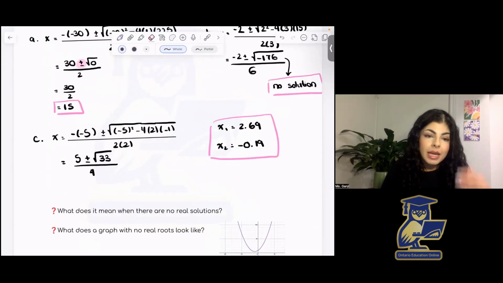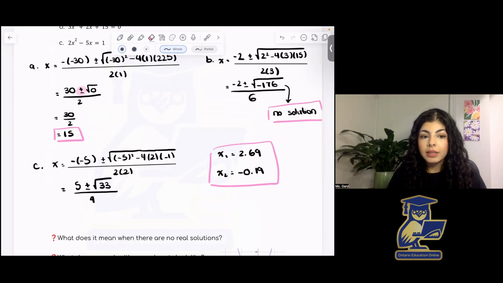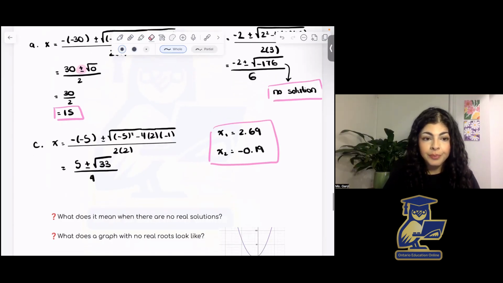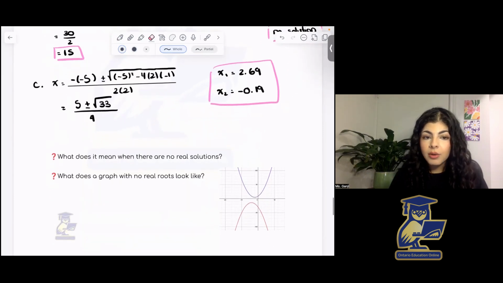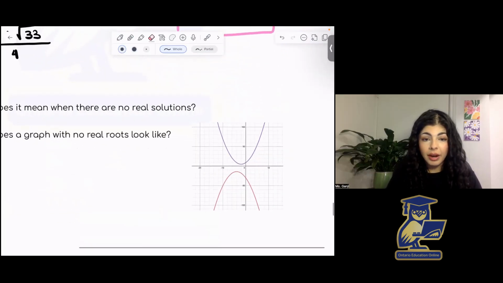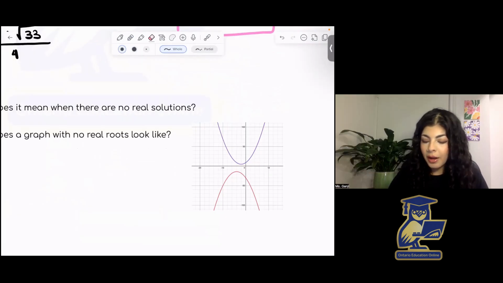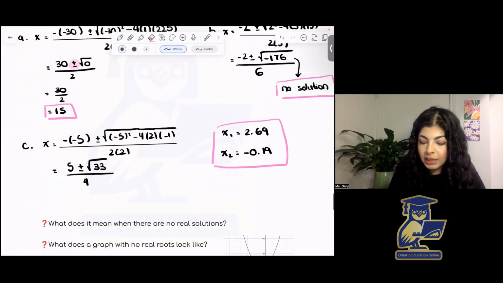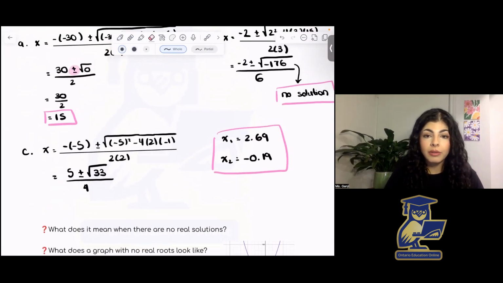So what does it mean when there are no real solutions now? In example B, we did see the algebra of it, that when there's no solution, it pretty much means the square root is negative. But what does that mean for the graph of the function? So what does a graph with no real roots look like? It's pretty much these two parabolas that are here. It's a parabola that does not intersect the x-axis because of the way that it has been transformed, it simply will not cross the x-axis. And in those cases, the quadratic formula would give us no solution.